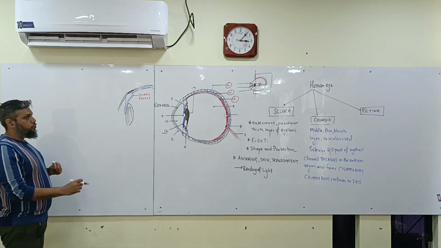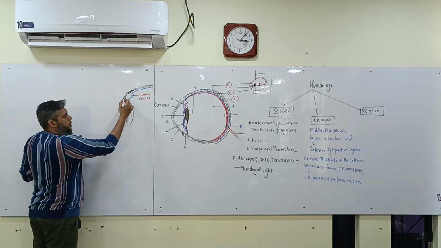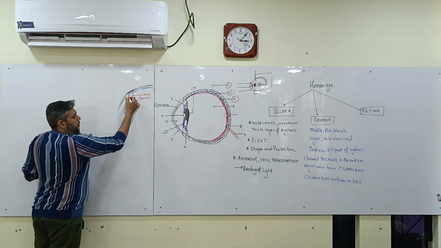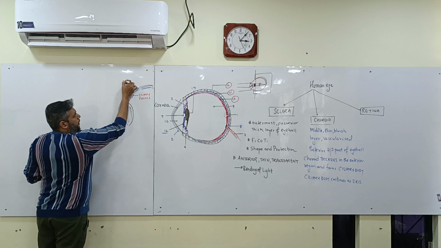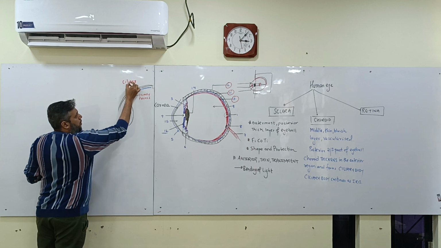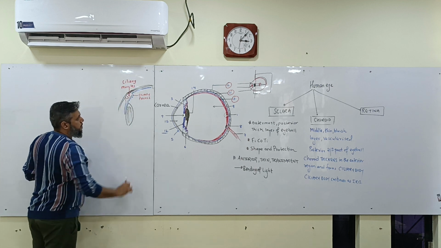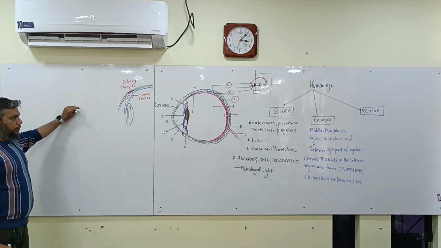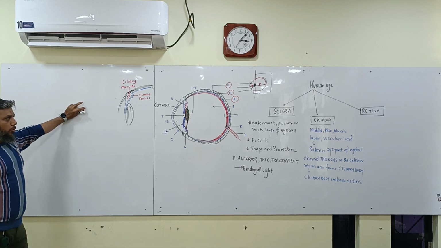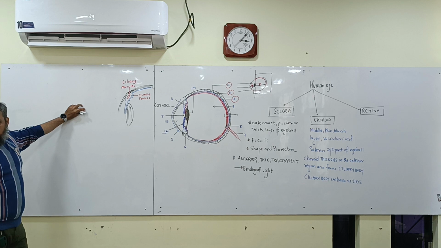Okay? And behind the ciliary processes, there are these muscles, meridional and all. These are called, what do you call them? Ciliary muscles. Did my class follow up to here? Give me a yes or no?